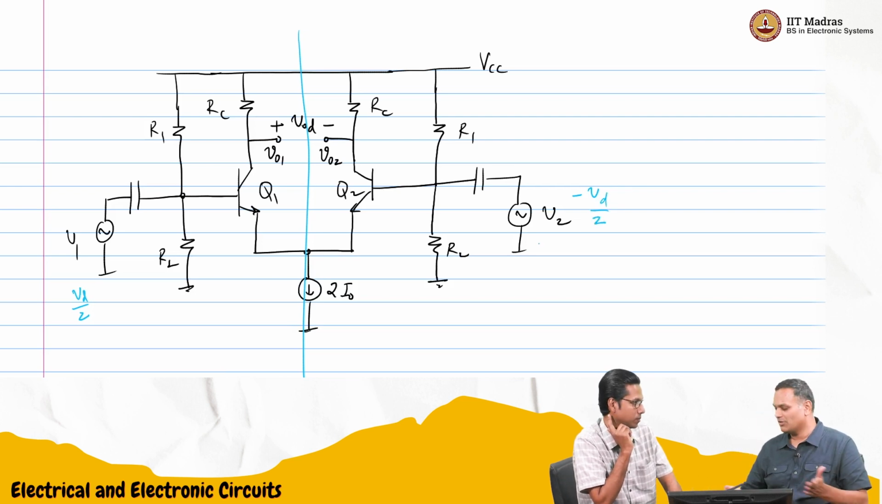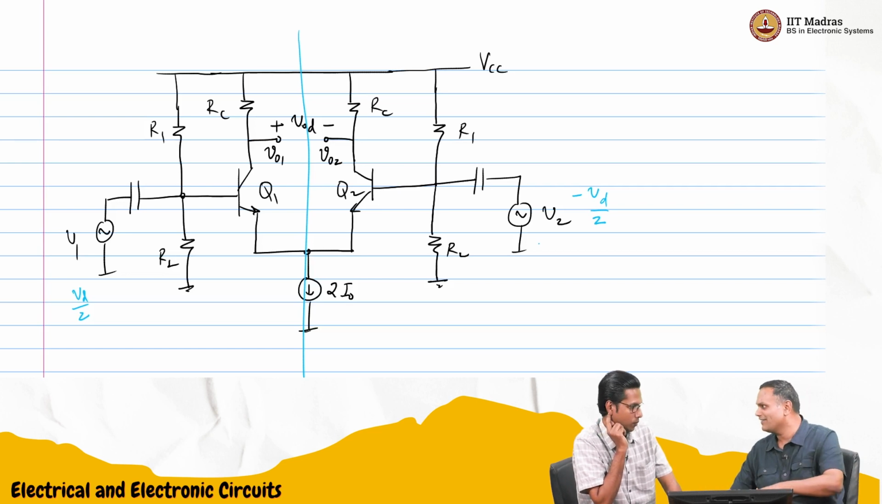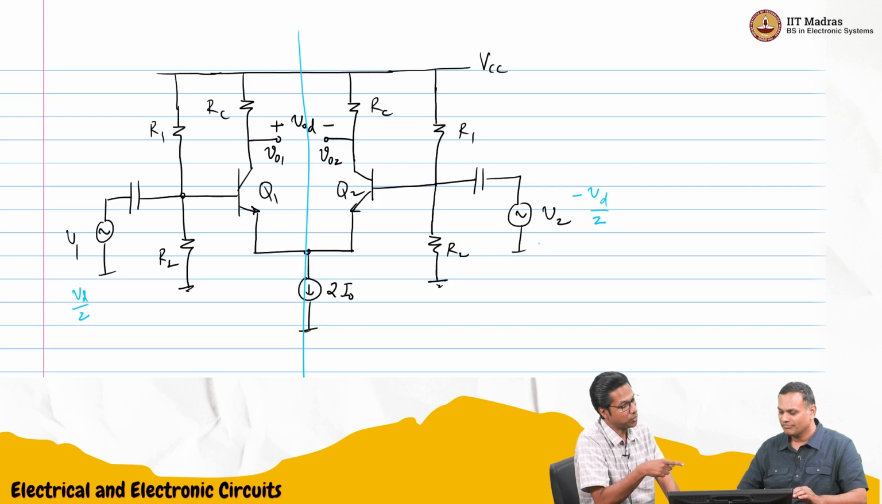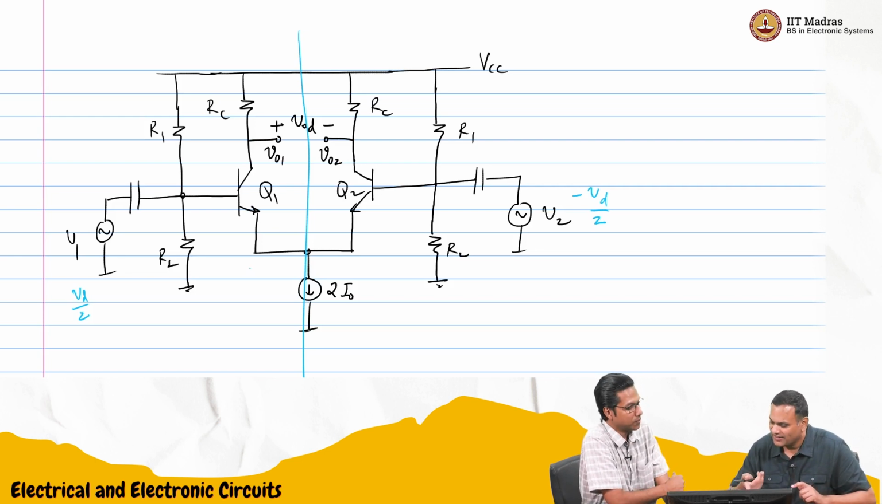That is exactly the same because the circuit is completely identical. In fact, I can see total symmetry on either side, except everything on one side is negative, everything on the other side is positive. So that way vo1 is the negative of vo2. And in fact, vo1 in terms of input will just be gm of transistor 1 times RC, into VD by 2.